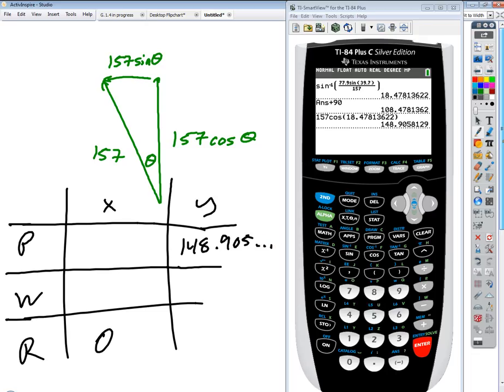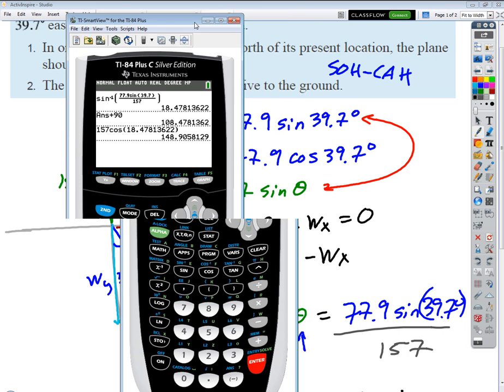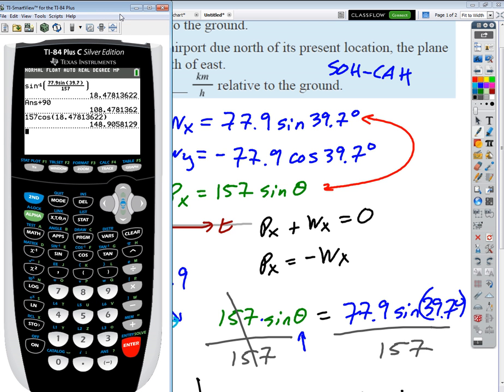What about the wind's? The wind's component, we said, remember down here, it was pointing down and it had magnitude 77.9 cosine 39.7, but it's down, so it's negative. So all we have to do is put that in our calculator, which gives us negative 77.9 cosine 39.7. It's in our calculator, and we add those up.